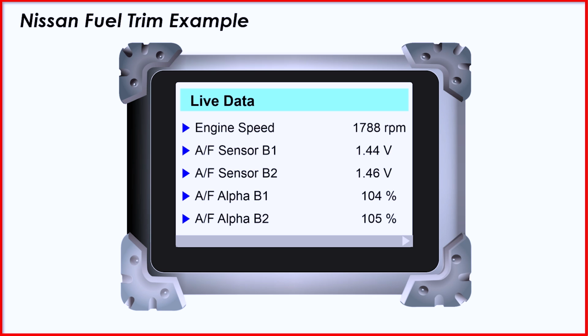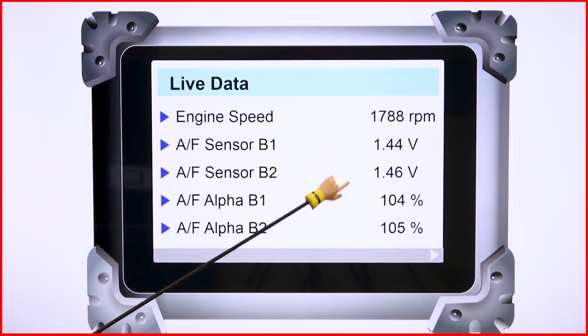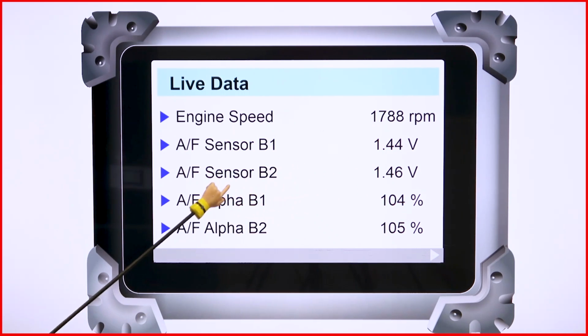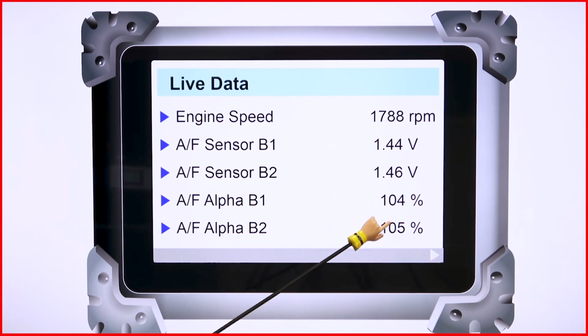Now here's a screen grab from a Nissan application. I grabbed this from a Nissan Rogue out in the parking lot here. We can see air fuel sensor. Now we're looking for a 1.5 volt value. That's kind of our median value there. But again, we're seeing alpha 104 and alpha in bank 2 of 105. So that tells me that this vehicle is running a little lean. I'm not concerned about this value at the moment. There's no check engine light on this car. Notice we grabbed this capture at about 1800 RPM, and so this is adjusting and adding just a little bit of fuel here.